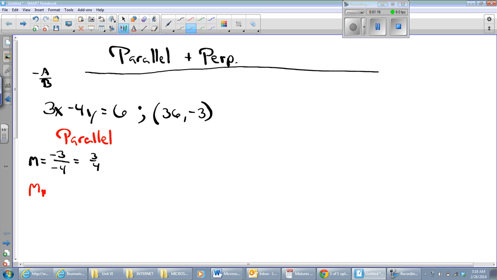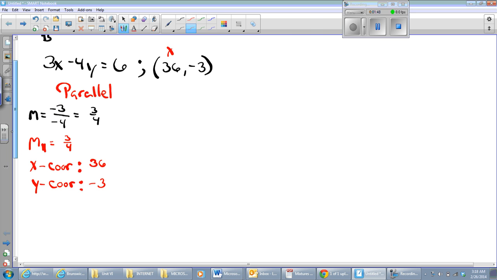The slope of a parallel line is the same, 3/4. Now, if I know the slope, an x-coordinate, and a y-coordinate, I should be able to figure out the y-intercept. Well, I'm given an x-coordinate right here. Now some of you are still making a mistake. You're getting your alphabet wrong. Remember, x comes before y, just like in the alphabet. Okay, I've got that much information.